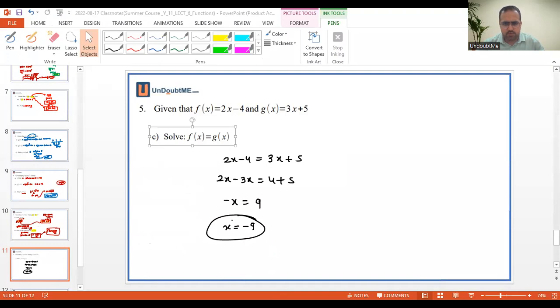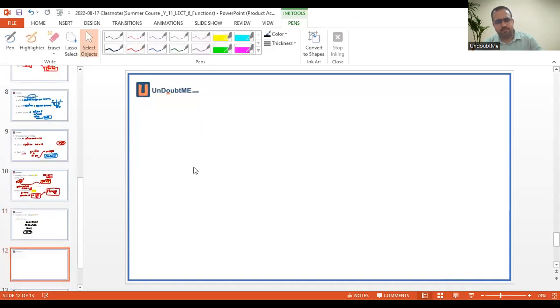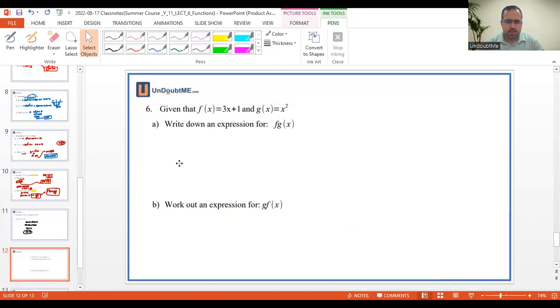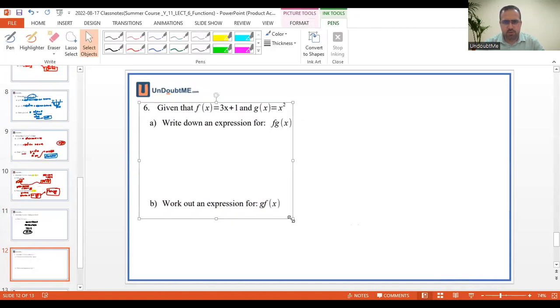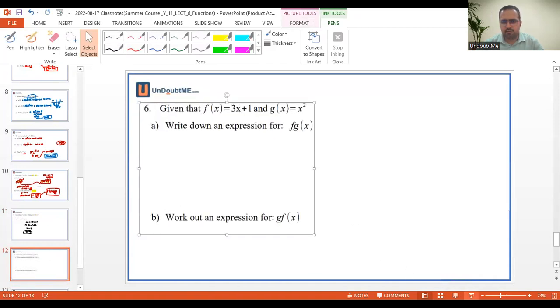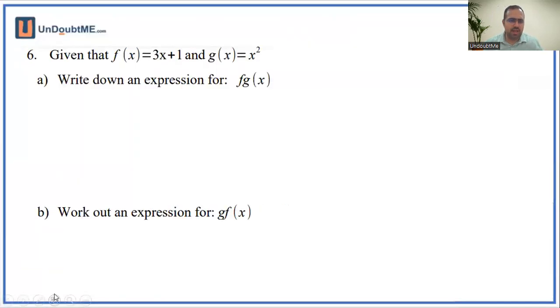For composition, we'll try one more question. And that will be our last question. Okay, now in this question, we need to find both f of g x and g of f x. This time there's no value given. So how we are going to do this question?